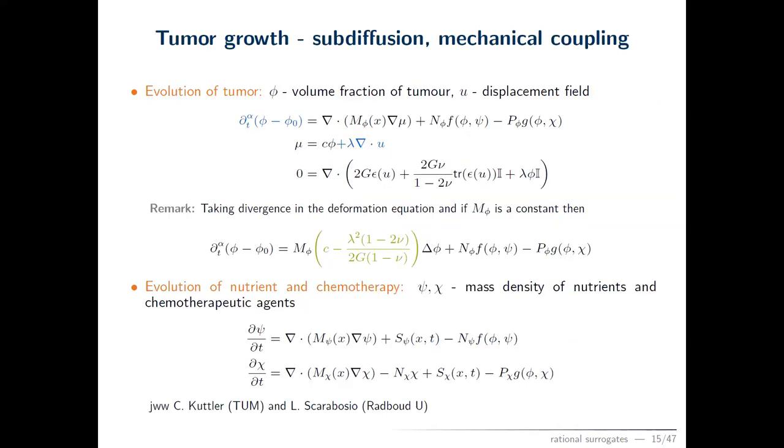You can also go to other mathematical models. Here there's a tumor growth model where you have the tumor concentrations, the volume fraction of the tumor, you have a displacement field, so it's coupled with elasticity. It has on top the subdiffusion effect, which is modeled by the fractional operator. So you see it here again. And then you get to this equation, because if the deformation equation is and this coefficient here is constant, then you can recover a little bit and do static condensation.